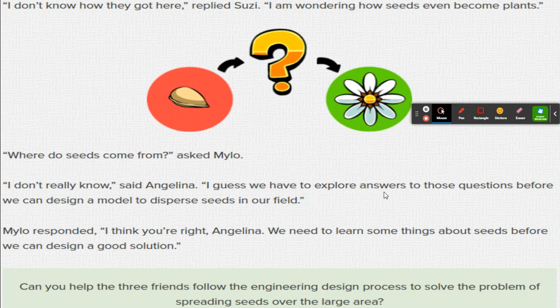"I guess we have to explore answers to those questions before we can design a model to disperse seeds in our field." Milo responded, "I think you're right, Angelina. We need to learn some things about seeds before we can design a good solution."